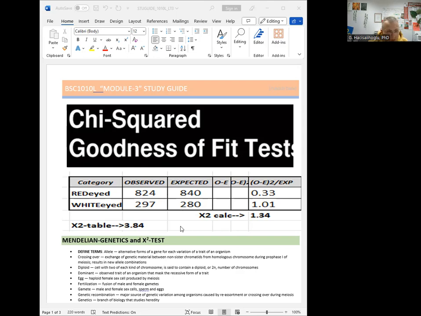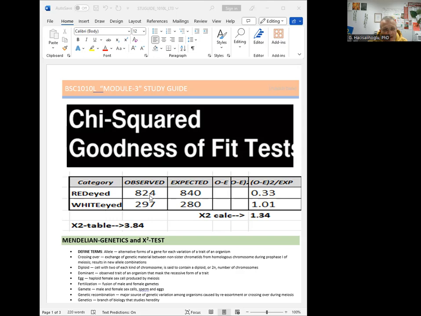Expected equals the total, which is these two added, 824 plus 297, about 1000, multiplied by the ratio, which is 3 out of 4 here, and that will give you an expected number, which is 840. You do the same thing, total times 1 out of 4, and then you find the expected number for the second row. And then the rest is easy.